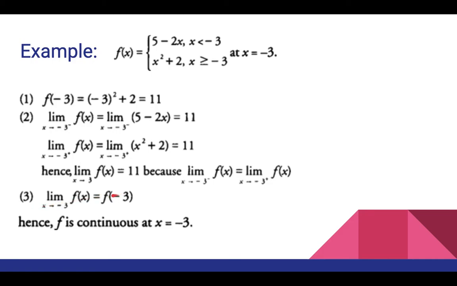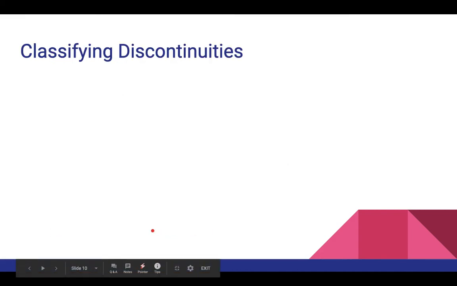And lastly, by comparing, we can see that the limit as x approaches negative 3 is in fact equal to the function value at negative 3. Hence, f is continuous at x equals negative 3.